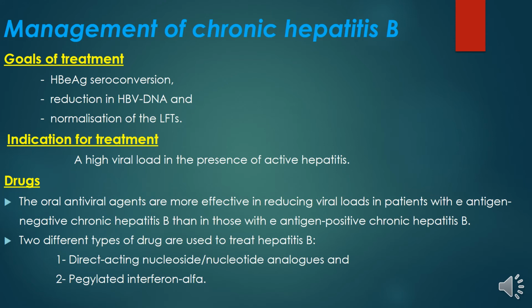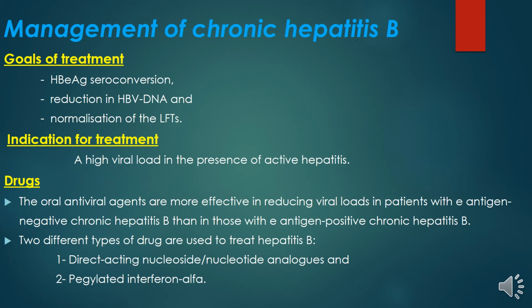Management of chronic hepatitis. The goal is hepatitis B antigen seroconversion, reduction in hepatitis B virus DNA, and normalization of the LFTs. Indication for treatment: a high viral load in the presence of active hepatitis. Drugs: oral antiviral agents are more effective in reducing viral load in patients with E antigen negative chronic hepatitis B than with E antigen positive chronic hepatitis.